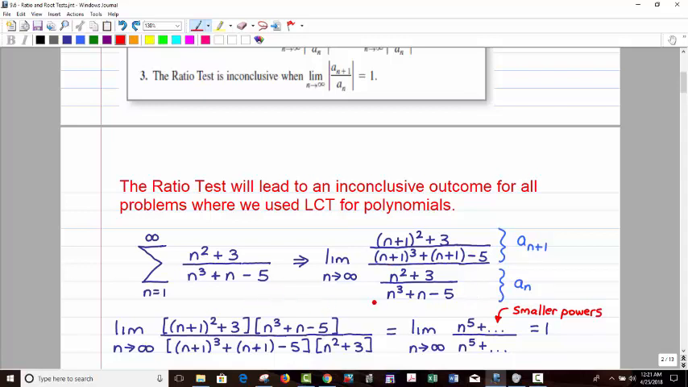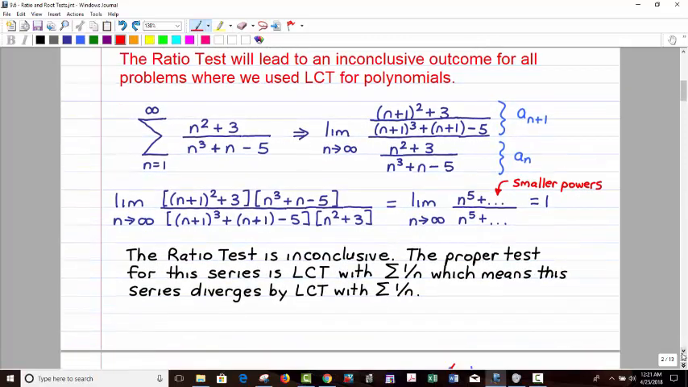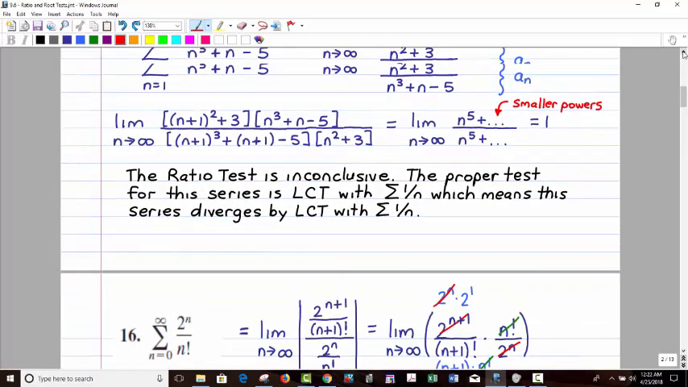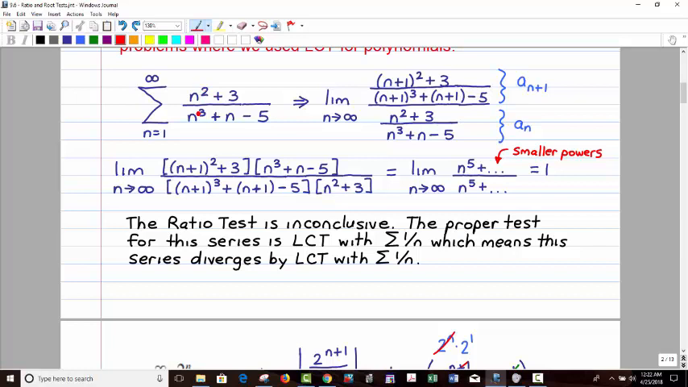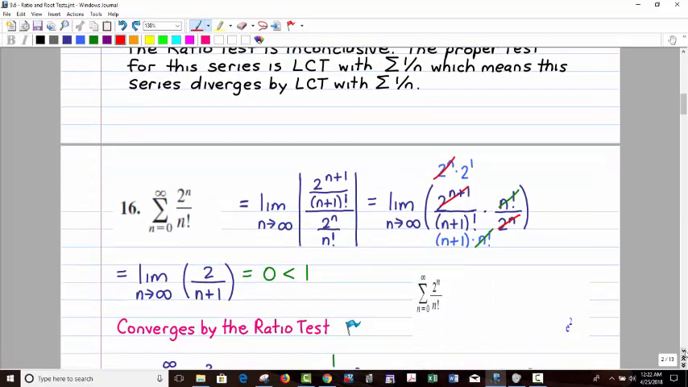Anyway, long story short, you work this out, you get n to the fifth over n to the fifth plus all smaller terms. That ends up equaling 1, which is inconclusive, meaning it didn't tell you anything. So yes, you should have done an LCT with 1 over n, because you have an n squared over n cubed, and that's what makes it 1 over n. That would have been the proper way to test this. But now let's look at some actual ratio tests.